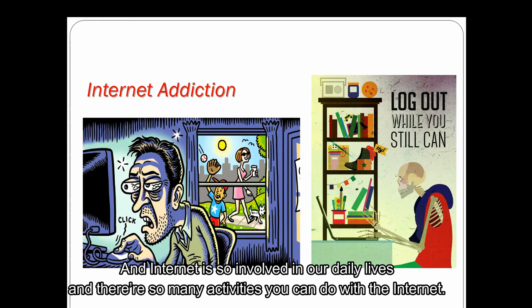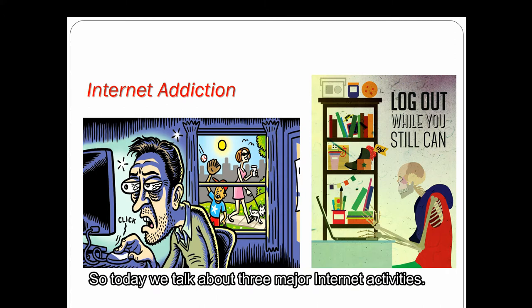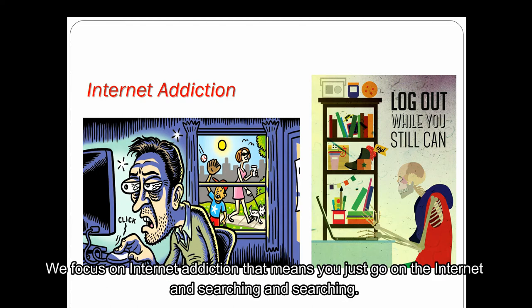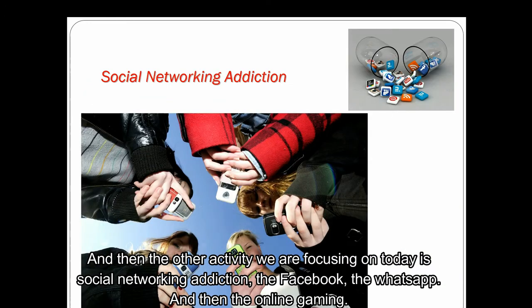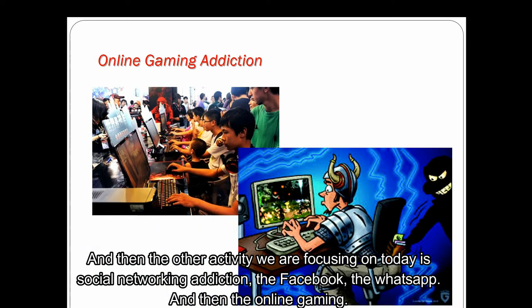Out of all the internet, it is so involved in our daily life, and there are so many activities you can do with the internet. So today we talk about three major internet activities. We focus on internet addiction, that means you just go on the internet and search. The other activities we're focusing on today are social networking addiction, like Facebook and WhatsApp, and online gaming.